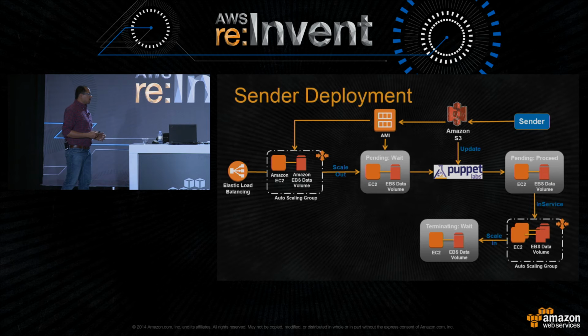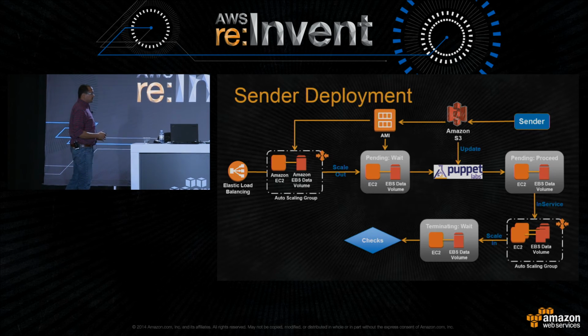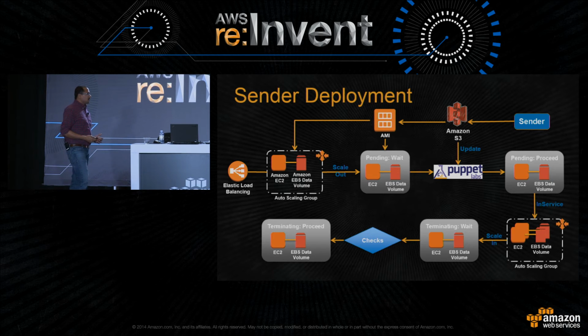When the server is going away, we use the same kind of hooks that AWS provides. We put it in a terminating wait state, and then we do some checks and make sure that we send all the analytics files that we have further into the pipeline. And if there are any logs that we need to back up, we do those as well at that time. Once we are done with that, we put it in a proceed state. From there it goes to terminated, and then we are back to our one server auto-scaling group. So this is what our deployment process looks like.